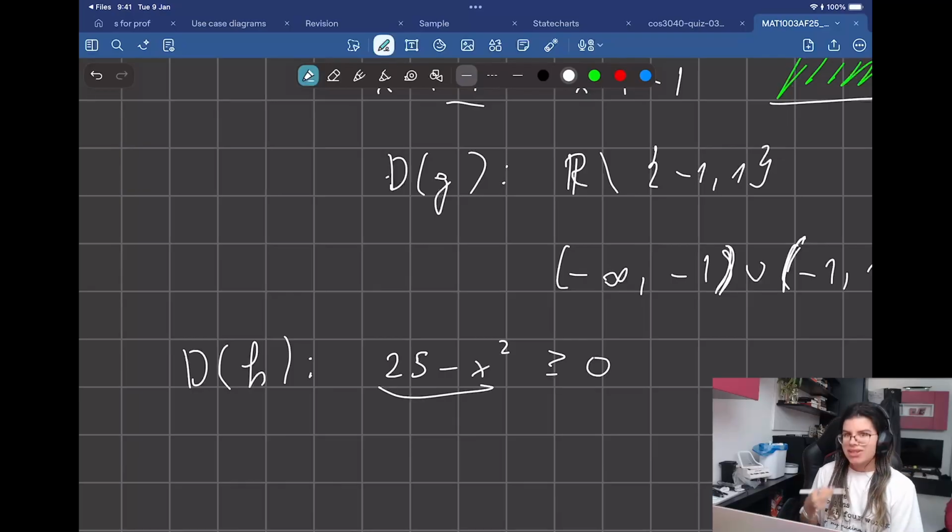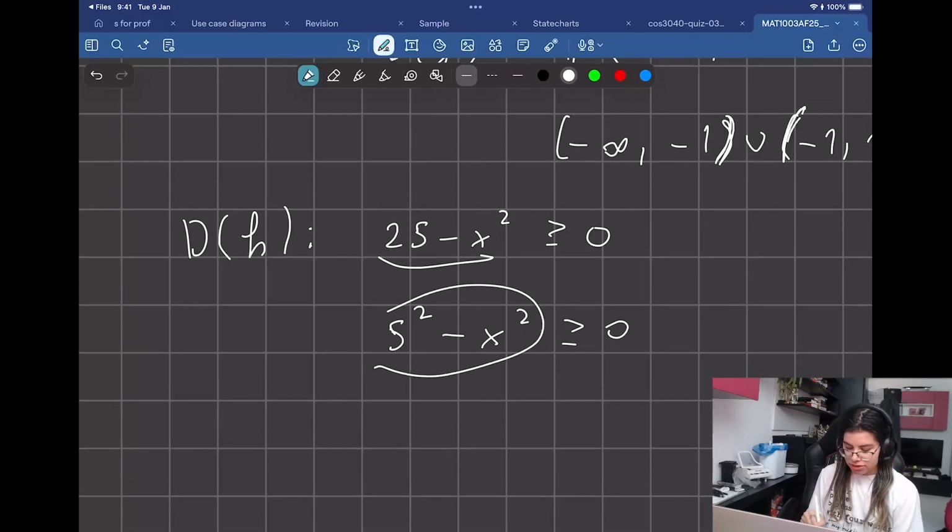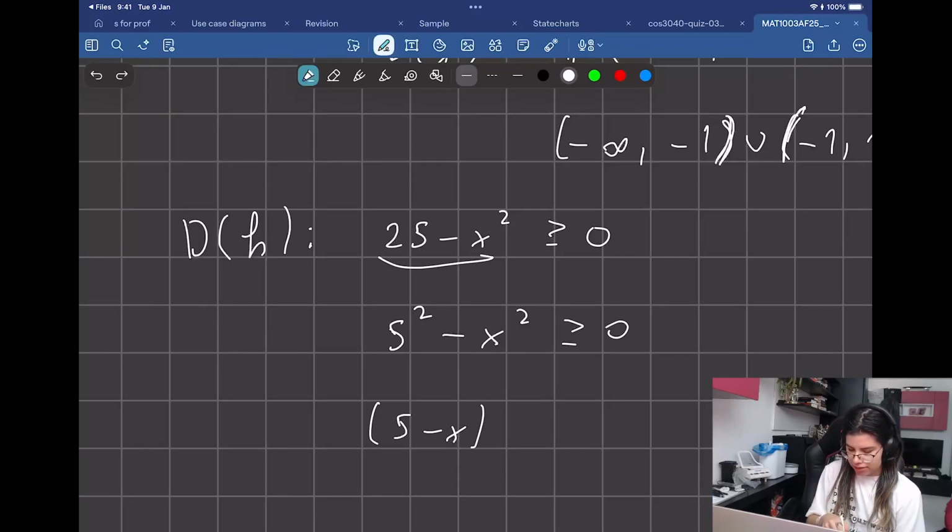That's, again, the difference of squares. That's 5 squared minus x squared greater than or equal to 0. I can use the formula now that I showed you earlier. This is going to be 5 minus x, right? I just take the original expression without the exponents. And then I multiply by the same thing, but with a plus. So 5 plus x greater than or equal to 0.